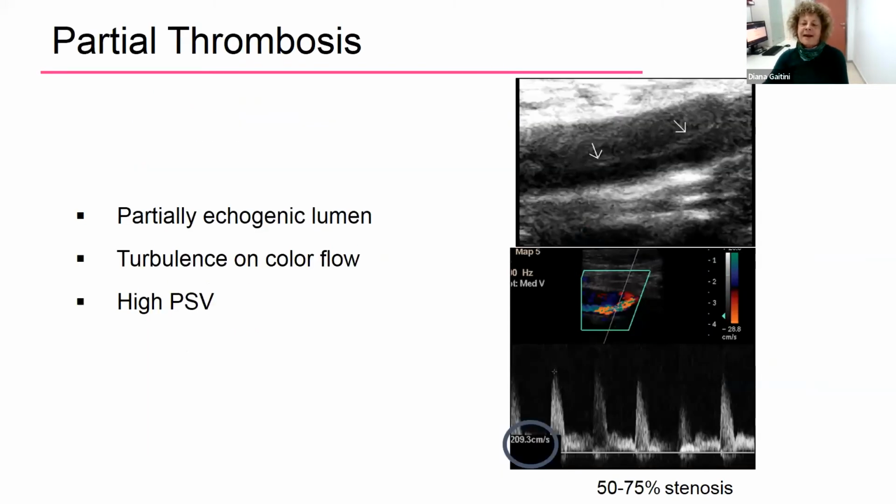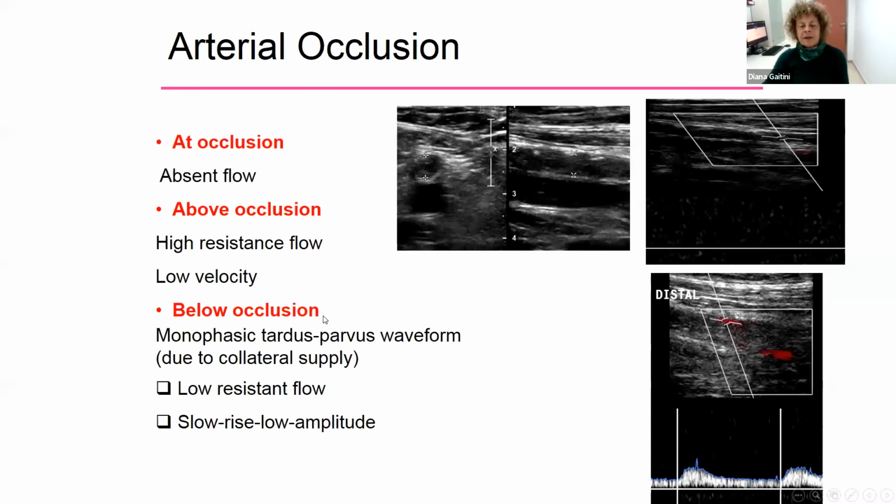This is a case of a partial thrombosis. We have a partially echogenic lumen with turbulence on color flow in the remaining lumen and a high peak systolic velocity. In case of arterial occlusion, at the place of the occlusion, we don't have any flow. Above the occlusion, we will have a high resistance flow with a low velocity, and below the occlusion, the flow will be low resistance with slow rise in amplitude, and here is a tardus parvus flow.